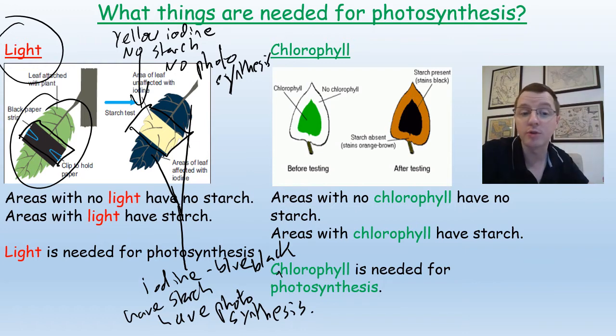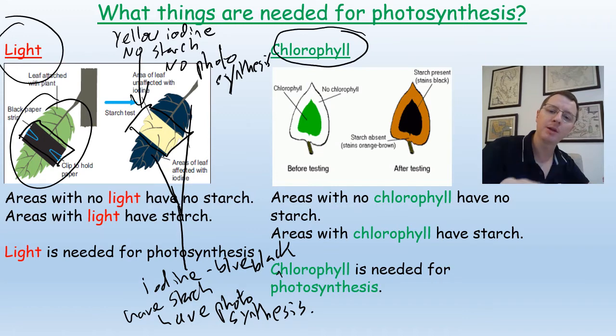and so we have had photosynthesis. So what's the conclusion? Well, the conclusion is very simple. Areas with no light have no starch. Areas with light have starch. Therefore, light is needed for photosynthesis. And you may have done a similar experiment with a type of plant called a variegated leaf.